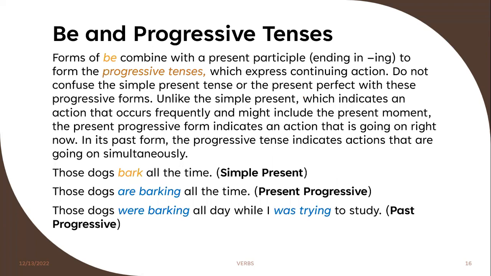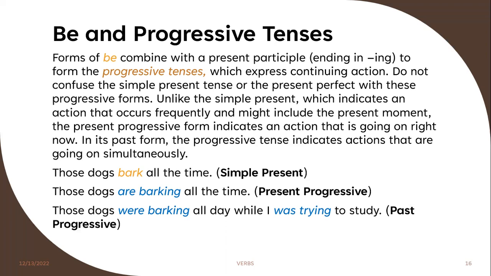Forms of be combine with a present participle ending in ing to form the progressive tenses, which express continuing action. Do not confuse the simple present tense or the present perfect with these progressive forms. Unlike the simple present, which indicates an action that occurs frequently and might include the present moment, the present progressive form indicates an action that is going on right now. In its past form, the progressive tense indicates actions that are going on simultaneously.